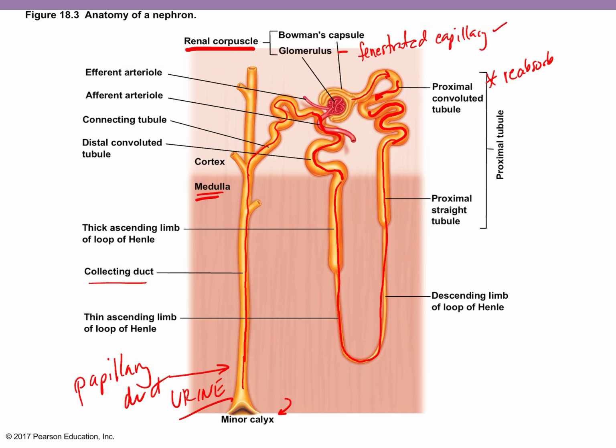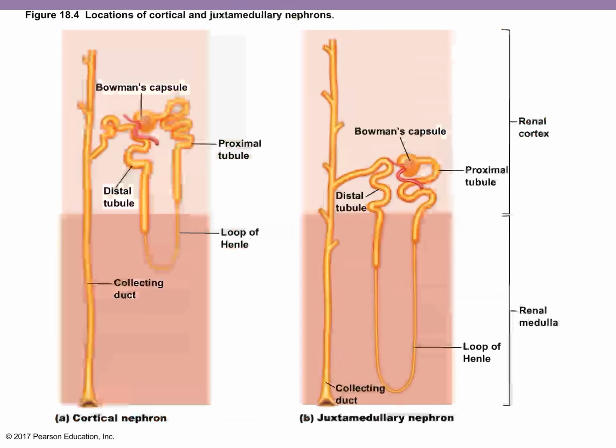So there's no more modification here. Now we have urine, and the urine is going to be released into the minor calyx, to the major calyx, to the pelvis, and then out the ureter.